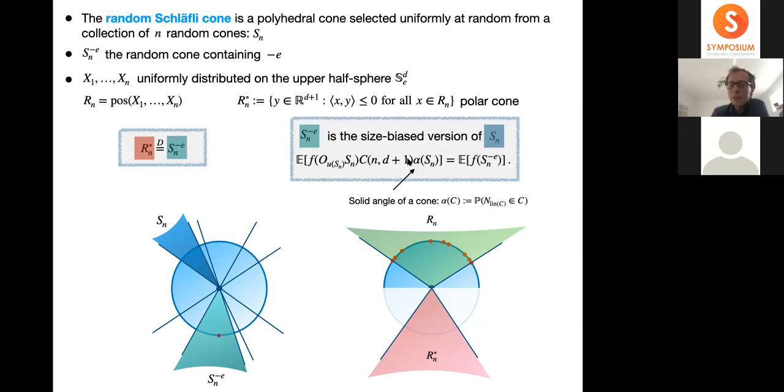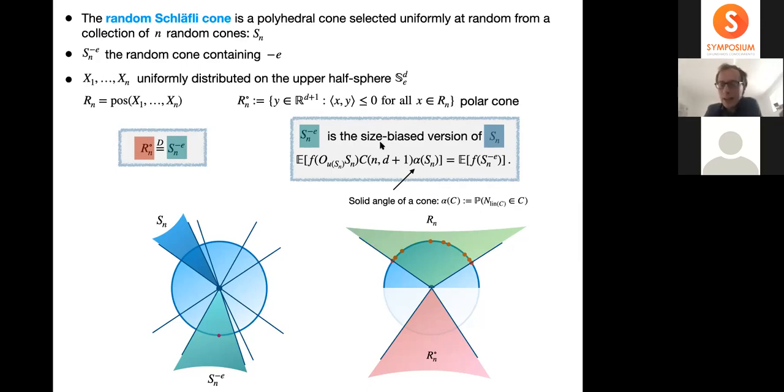What is the size here? How to measure the size of a cone? Well, the size is just a solid angle. It's the opening angle of this cone, formally defined as follows. If you have a cone C, you take a normally distributed random variable n in the linear hull of this cone and ask for the probability that it's contained in the cone. This precisely describes the opening angle of this cone. And this is the size.